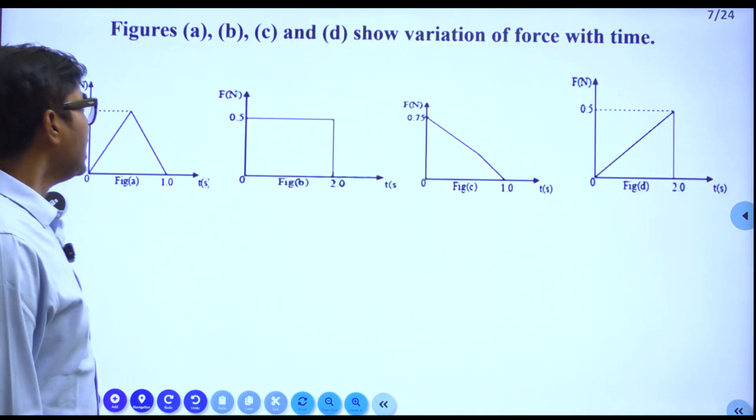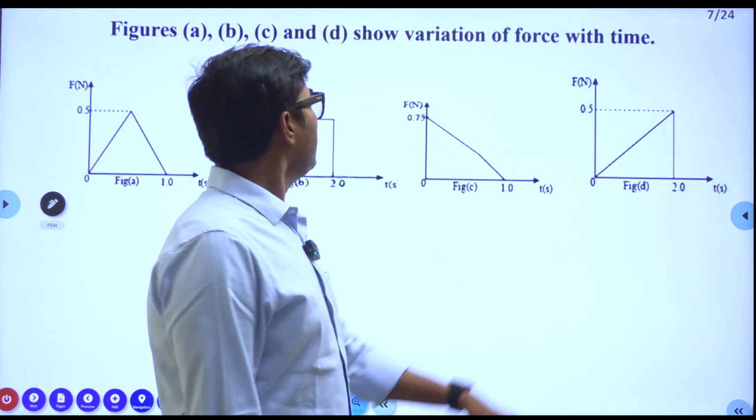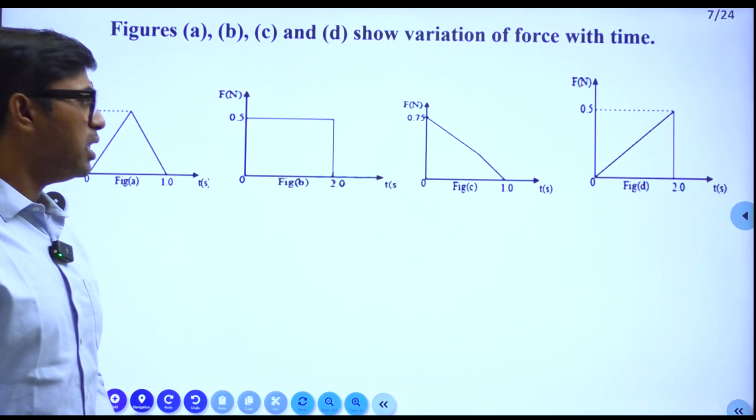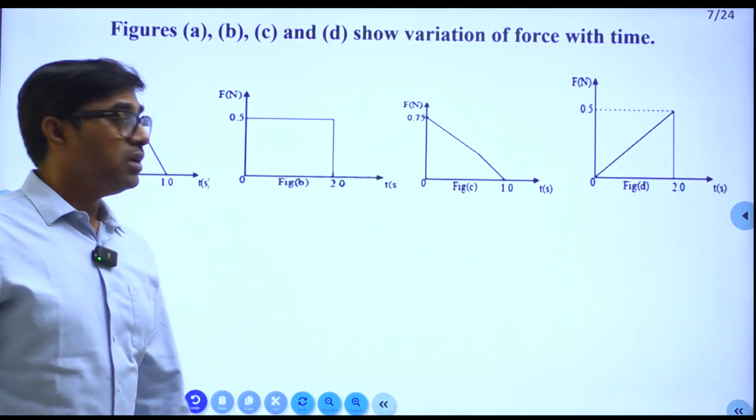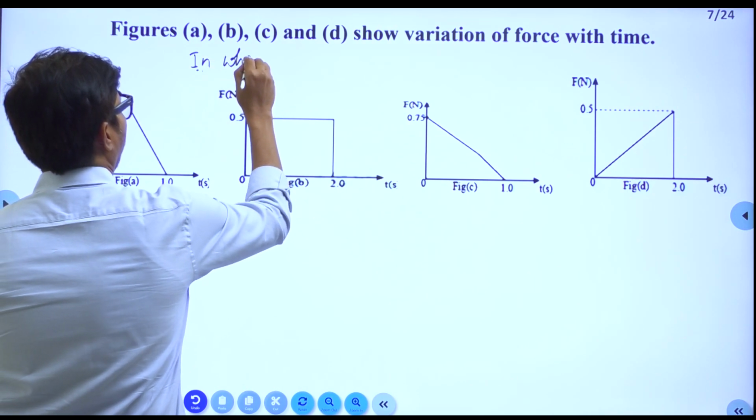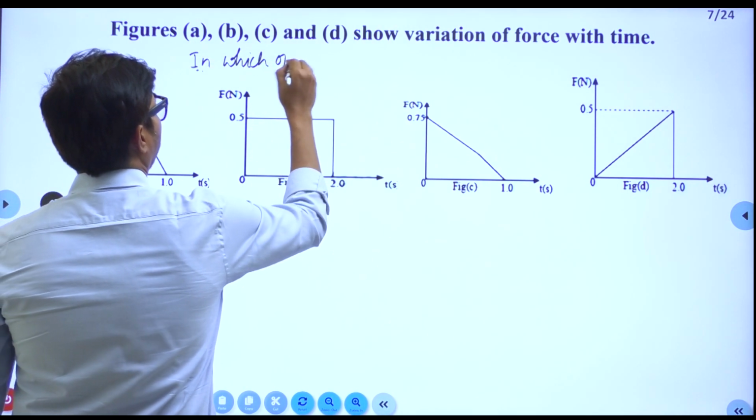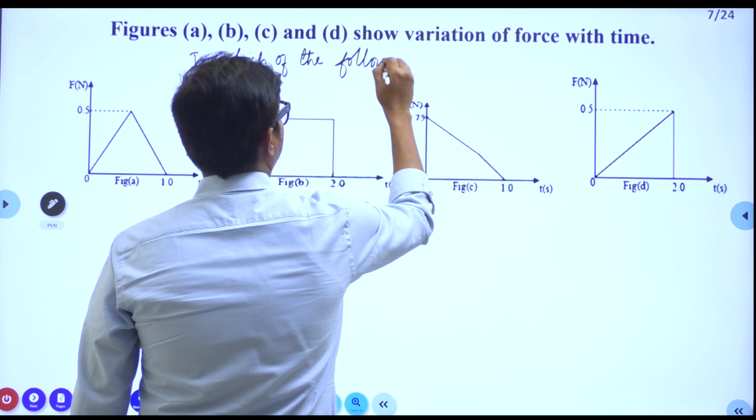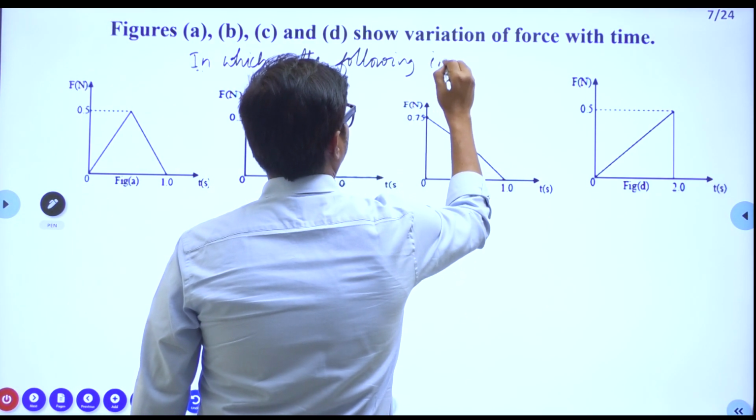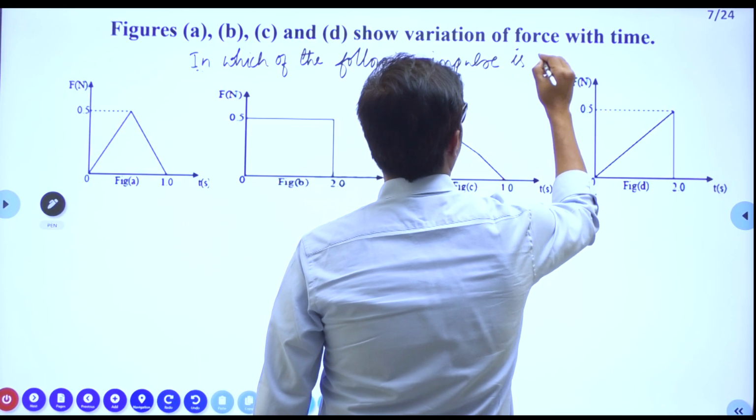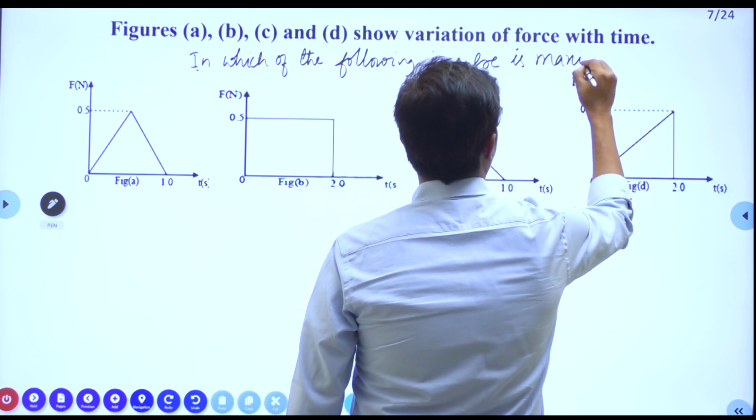Alright. So they gave 4 graphs here. Figure A, B, C, D show the variation of the force with time. And they're asking you to find the impulse. Find the graph in which of the following impulse is maximum. That's a problem. You might try that. Impulse is maximum. So it's related to the impulse momentum equation.